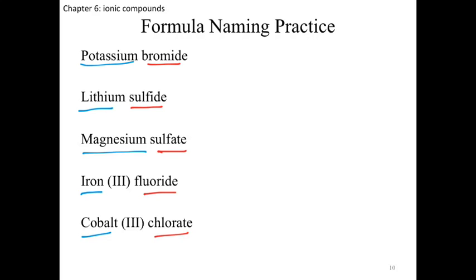My cation for that first one is potassium. I know the symbol is K. Potassium carries a +1 charge. Bromide is Br, and it carries a -1 charge. I take a look at +1 and -1 canceling out, which then means that my formula will be just KBr.